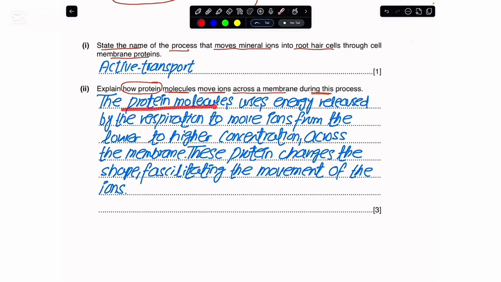So we would say that the protein molecules use energy that is released by respiration. And by that, the ions would move from the lower concentration, which was on the outside, to the higher concentration, which was on the inside. And that too is happening across a membrane. So all this elaboration is for active transport. And if we have to give weightage to the word protein which the examiner has used in the question, we would say that these proteins change shape when they interact with the ions. So that would facilitate the passage or the movement of the ions on the inside of the cells, and by this you would score a total of 3 marks for this.